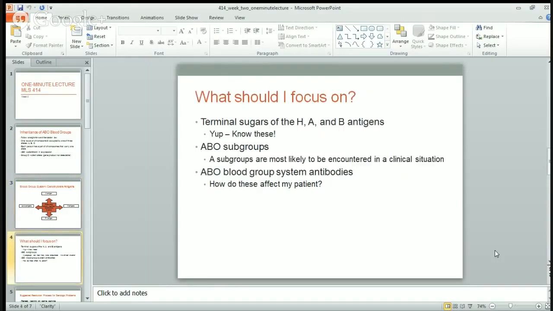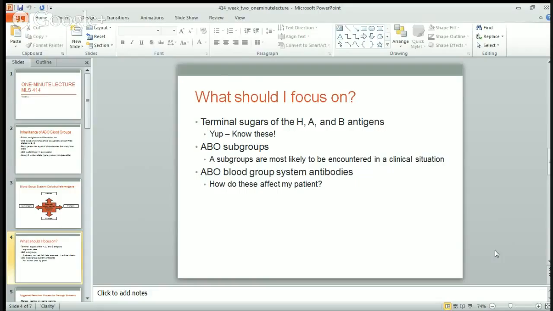Again, because there's a lot of information in this chapter, I'm going to try to provide you with a little bit of guidance on what you need to focus on. One thing, you are going to have to memorize those terminal sugars of the H, A, and B antigens so that if you are shown a picture, you'll recognize and go, oh, that's A antigen, or oh, that's H antigen, and H antigen confers the O blood group system. So make sure that you understand those.